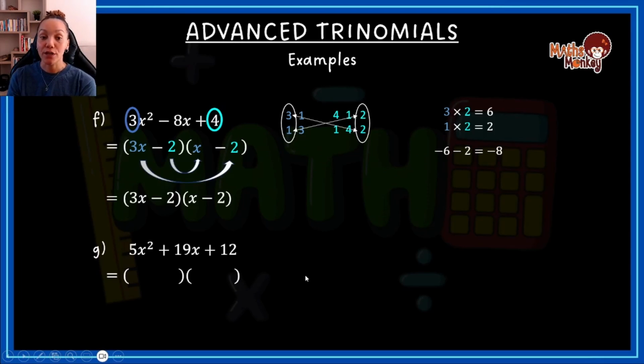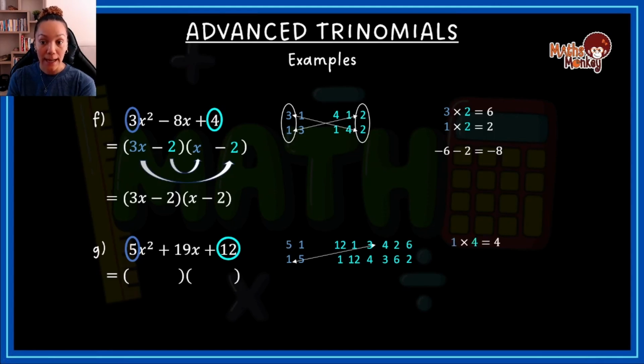So let's look at the last example. Okay, again, we start by saying what are the factors of 5 and then what are the factors of 12. And here we have a lot more factors. So that means there's a lot more checking top numbers with bottom numbers and seeing if the answers can give us the middle term. But in this question, 1 and 4 gives me 4, and then 5 and 3 gives me 15. And together, this will give me 19.